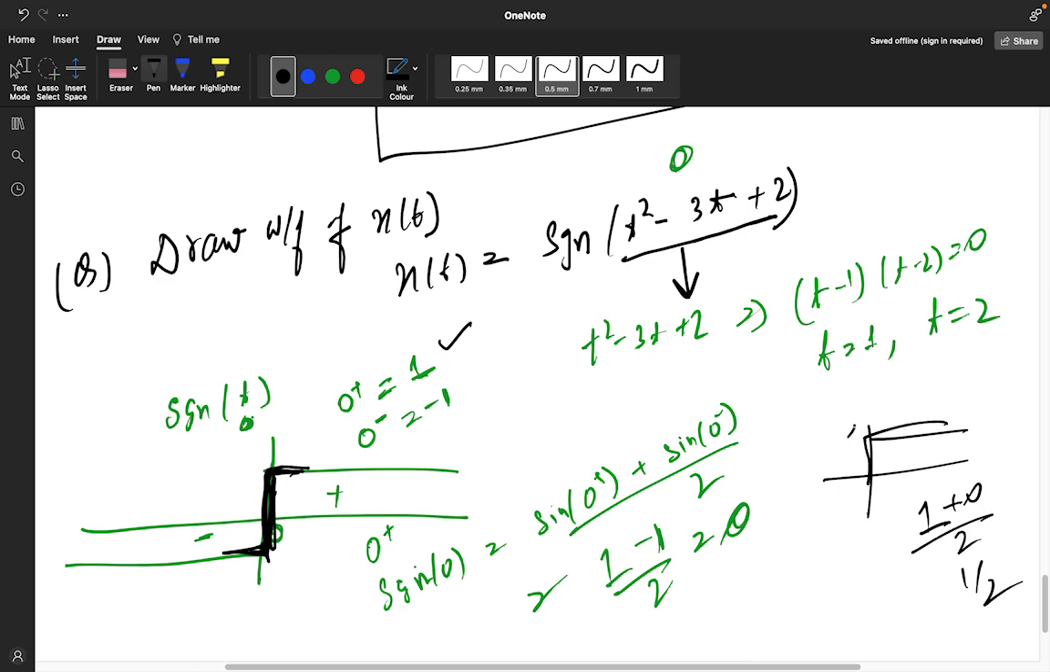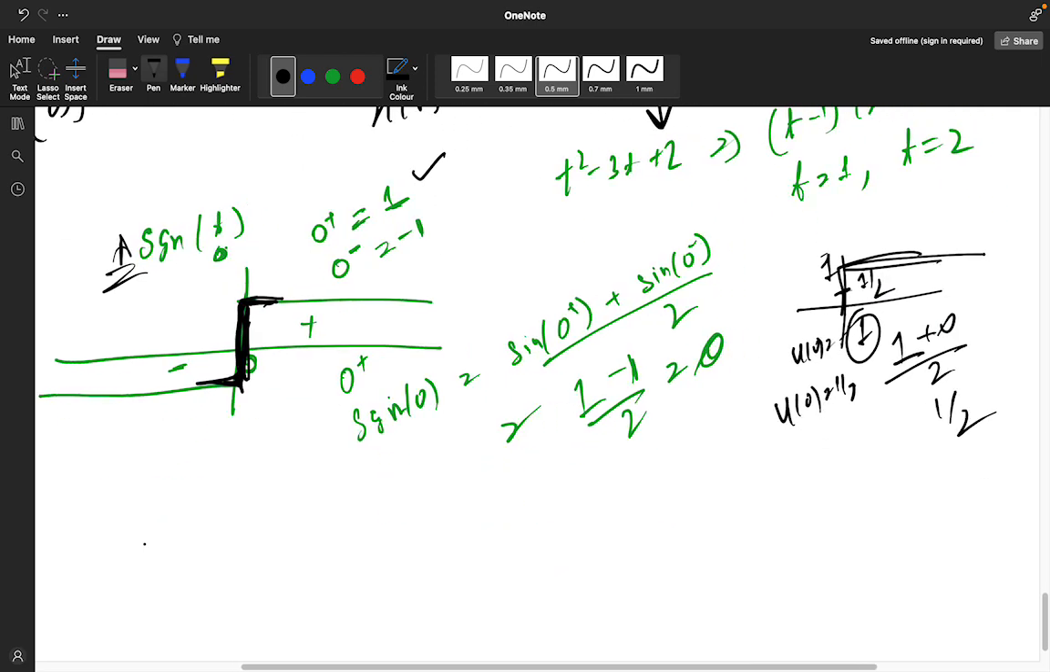It looks like here it is 1, but it is not 1 at 0. So u of 0 is never 1. u of 0 is 1 by 2. It looks like 1, but it's not. Here it looks like a vertical axis value, but the value of signum of 0 is 0. When the value is greater than 0, it will follow its coefficient. Right? It will follow its coefficient.